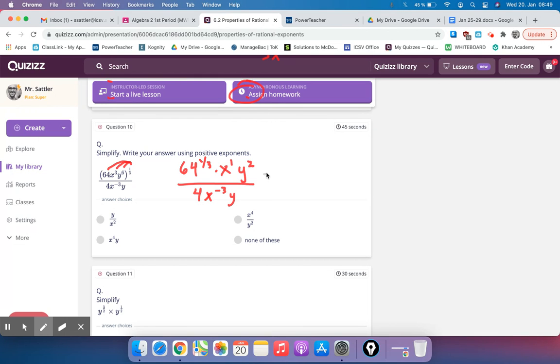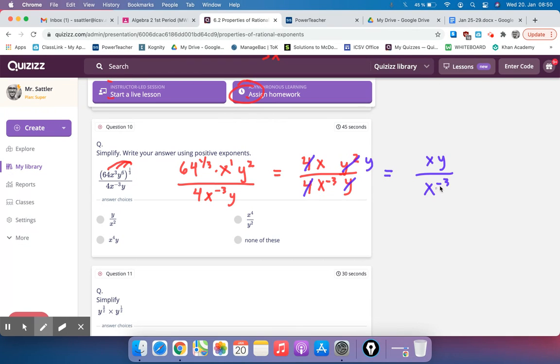The next thing we want to do, let's deal with 64 to the 1/3. That's 4, because 4 times 4 times 4. And then we've still got this 4 down here. X to the 1st, I'm just going to write x, and then x to the -3, and then y squared divided by y. We can probably take care of two things here. 4 divided by 4 cancels out, and y squared divided by y just leaves us with one y on top. Okay, so what do we have left? We have an x and a y, and then an x to the -3.